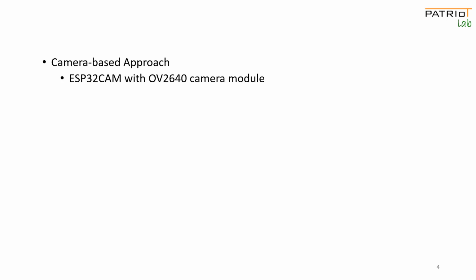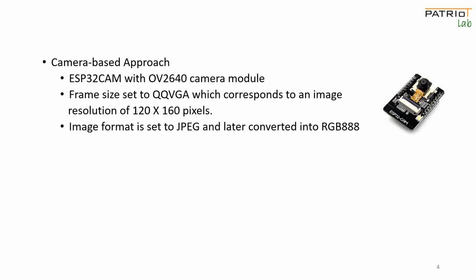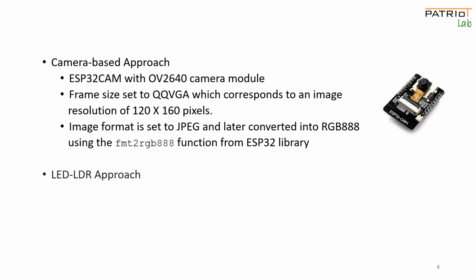In the camera-based approach, an ESP32 cam with OV2640 camera captured the image of the sample in the chamber through the transparent acrylic sheet. The frame size was set to QQVGA and the image format was initially set to JPEG. The values in the camera frame buffer were later converted into RGB format and the average pixel values were then computed to obtain the RGB value for the sample.